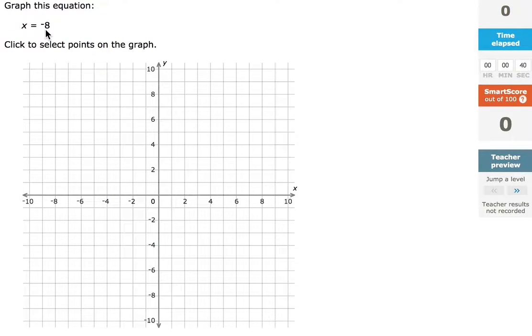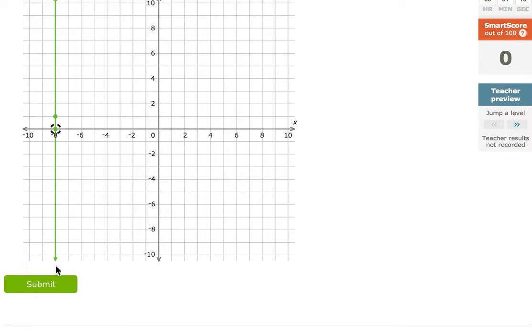X equals -8. The easiest way to graph this equation is to start by finding the value of -8 on the x-axis. Here's the x-axis. Let's go all the way to -8. Start by graphing that point by clicking, and then we can graph any other value where the x value is -8, any other ordered pair such as -8, 1. So I'll just move up 1 unit, click there, and here is our vertical line crossing the x-axis at -8.